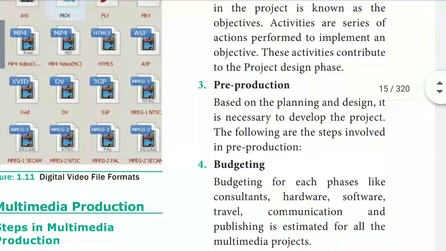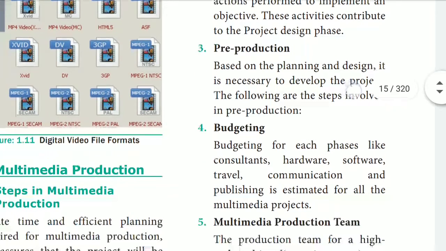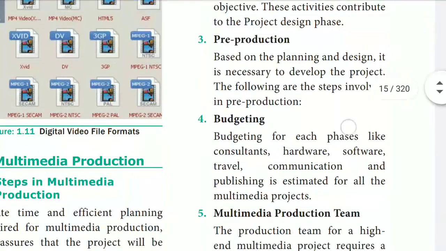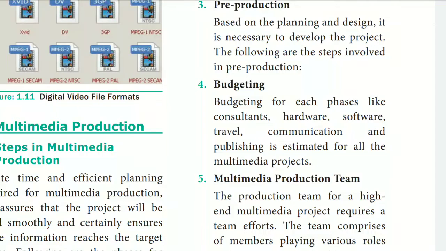Next is pre-production. Based on the planning and design, it is necessary to develop the project. The following steps are involved in the pre-production. In this, you will do a dummy project, or a beta version of it. Beta version means the first initial stage of the main project. After that you will be developing that. In the pre-production stage, you will be using the upcoming steps like budgeting and the multimedia production team members. Everything will be seen here.